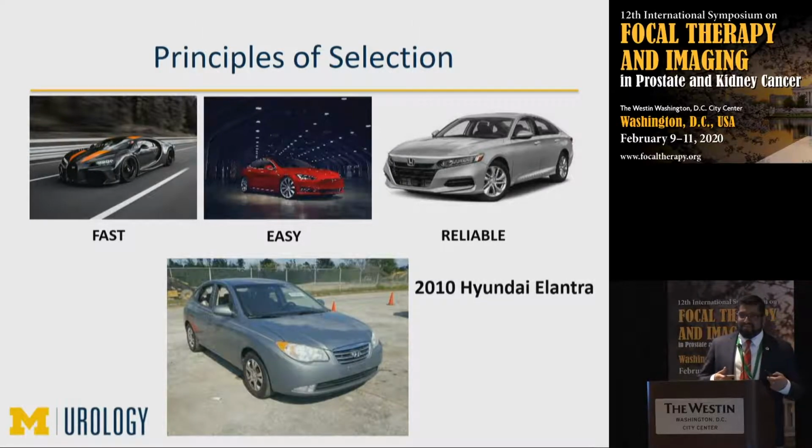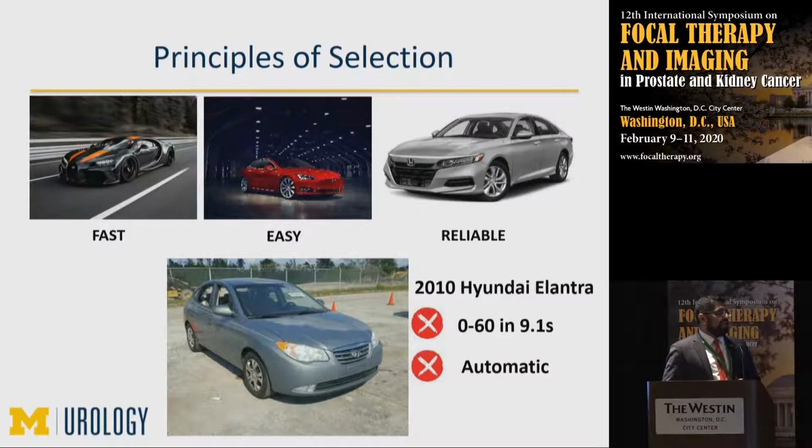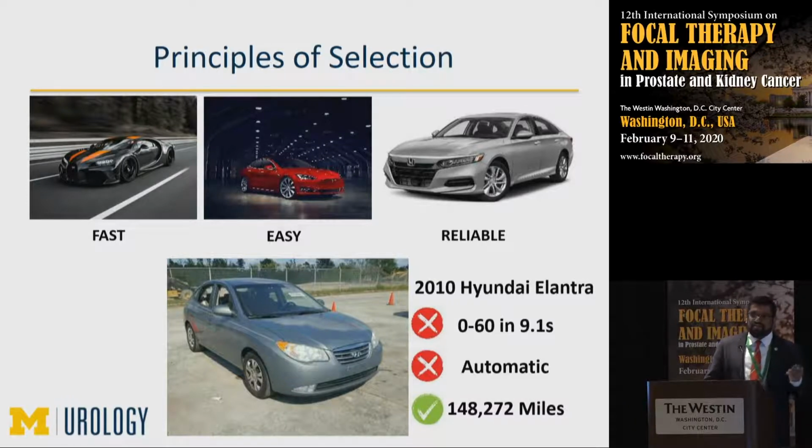But what do I drive? I drive a 2010 Hyundai Elantra, 0 to 60 in 9.1 seconds. I looked that up. I don't even think it meets that, to tell you the truth. It doesn't park or drive itself, but it is an automatic. So there's something to be said there. It has 148,000 miles. So it's reliable.